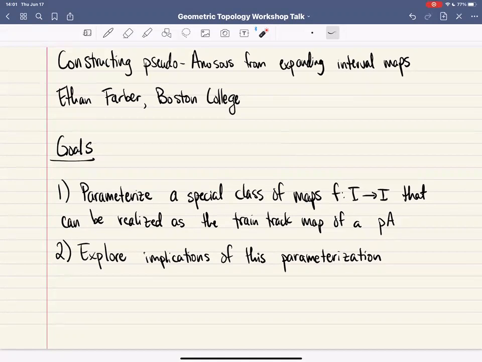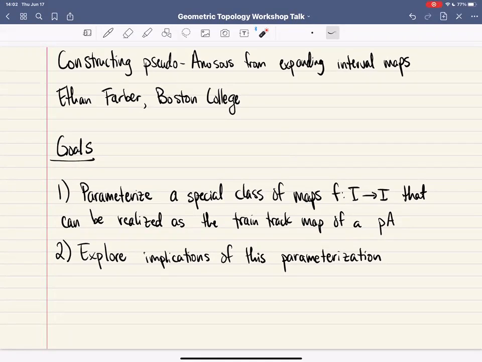In particular, I have these two goals for the talk today, and I hope to get to both of them. The first is I want to give a parameterization of a special class of interval maps, which can be realized as the train track map for a pseudo-Anosov. I'll say a little bit more about that during the talk.